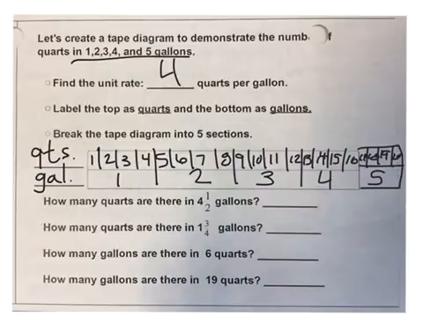All right, how many quarts are there in 4.5 gallons? If you look at 4.5 gallons, a half gallon is right here, so there's going to be 18 quarts.